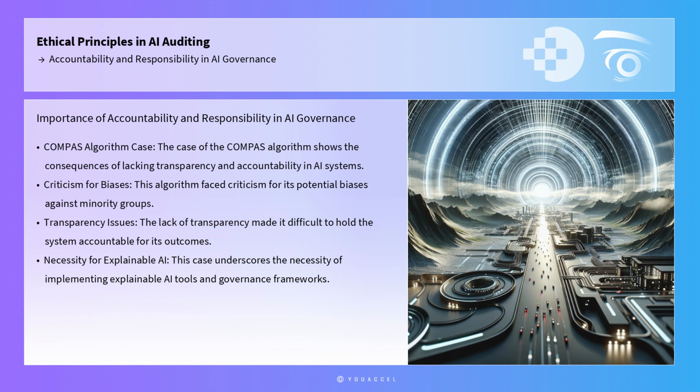Real-world examples illustrate the importance of accountability and responsibility in AI governance. The case of the COMPAS algorithm used in the U.S. criminal justice system highlights the consequences of lacking transparency and accountability. This algorithm, designed to predict recidivism risk, faced criticism for its potential biases against minority groups. The lack of transparency in its decision-making process made it difficult to hold the system accountable for its outcomes. This case underscores the necessity of implementing explainable AI tools and governance frameworks to ensure accountability and responsibility.